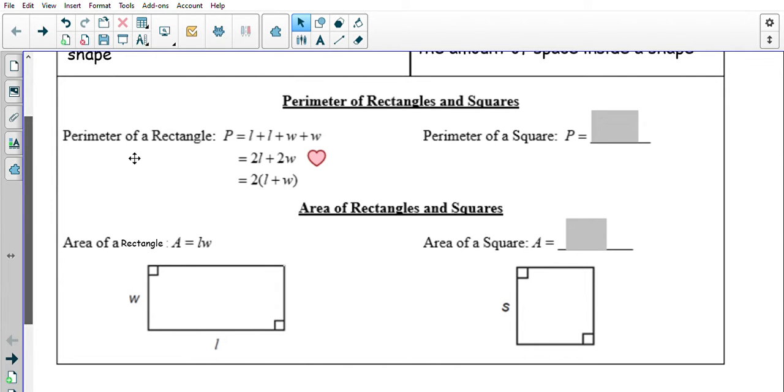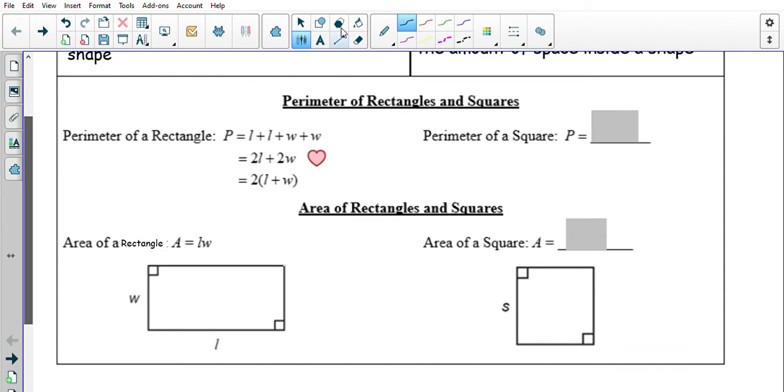The formula that we can use is L plus W plus W. And I know that L's look a little bit like ones, but those are L's. They're sort of cursive looking L's. So length plus width plus width. That's probably what you would have used back in elementary school to find the perimeter.